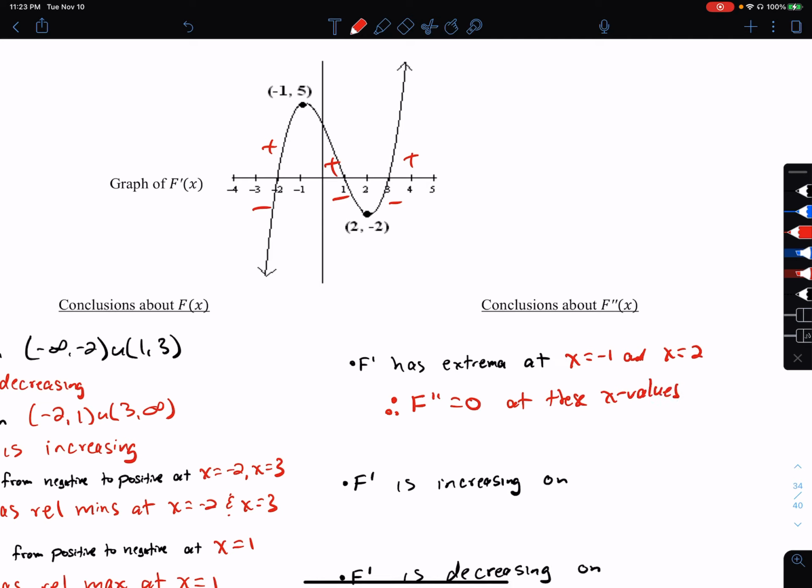F prime is increasing. It's increasing here and here. That's from negative infinity to negative 1, and then again from 2 to infinity. What does that tell us about f double prime? It tells us that it is positive, bigger than 0.